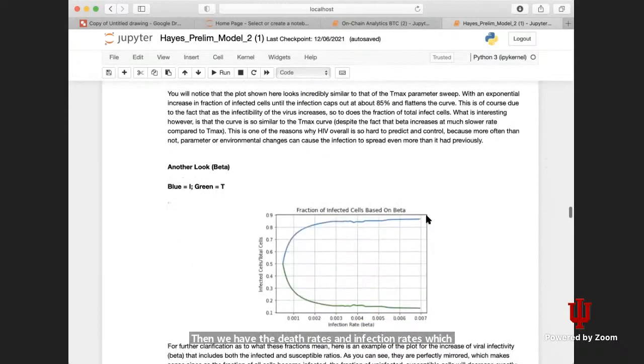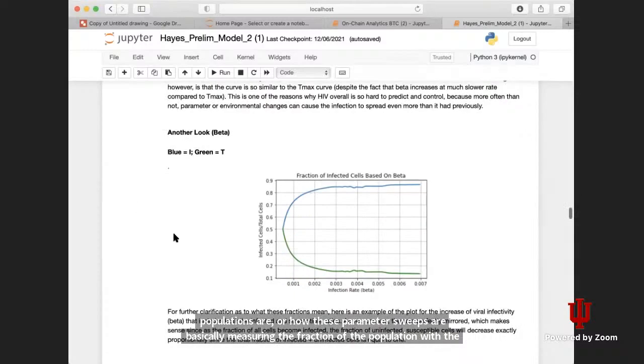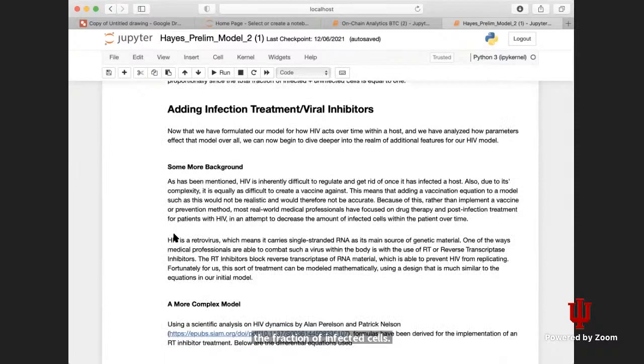And then we explain to the user how these parameter sweeps are basically measuring the fraction of the population, with the green line representing the healthy cells and the inverse blue line representing the fraction of infected cells. So then we look to add the ideas from the second paper, which was the infection treatment and viral inhibitors.